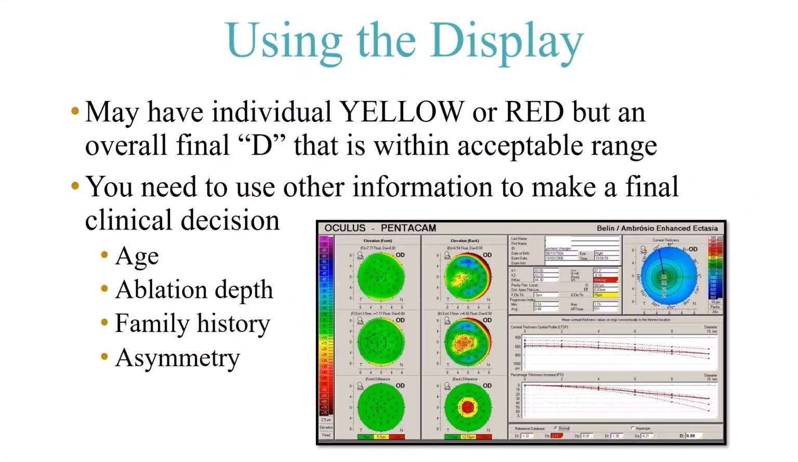And I said this already, that you may have individual yellows or reds, but an overall final D that is within the acceptable range. You always need to use other information to make a final clinical decision: the age of the patient, the ablation depth, family history, and asymmetry.